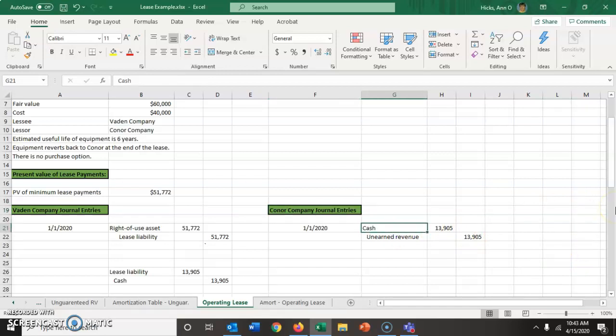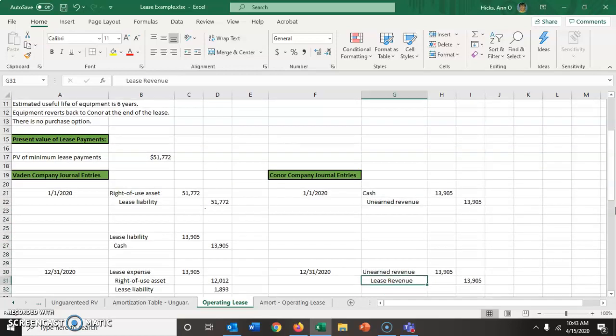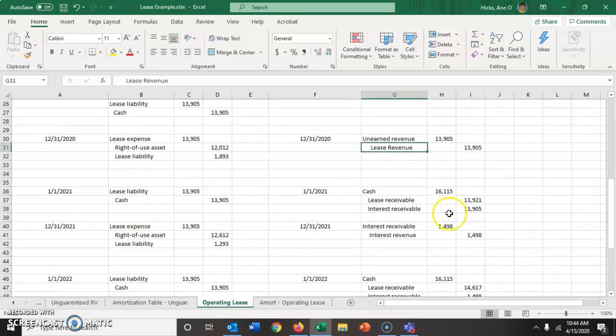What they're going to do on January 1, 2020, they're going to debit cash for that first payment, and they're going to credit unearned revenue because they're earning the revenue by virtue of allowing Vaden Company to use the asset. As of January 1, Vaden Company hasn't used it yet. So at 12/31/2020, there'll be an entry to debit unearned revenue, credit lease revenue. At that point, Connor Company has met their performance obligation.